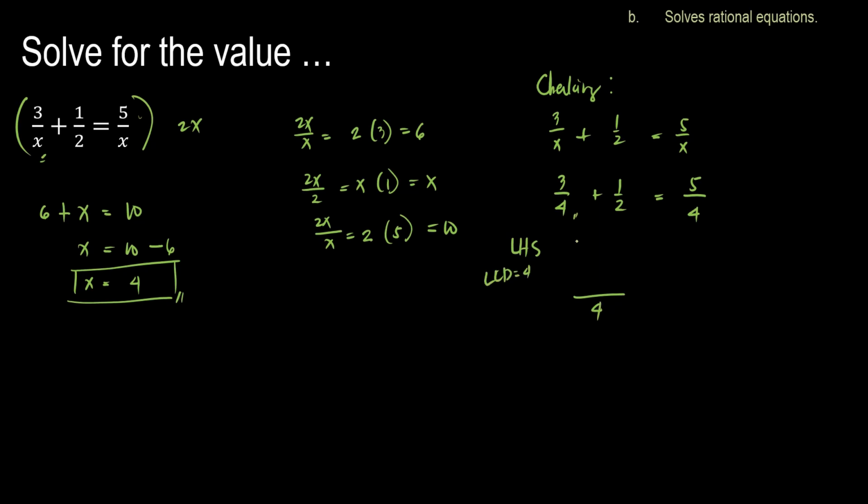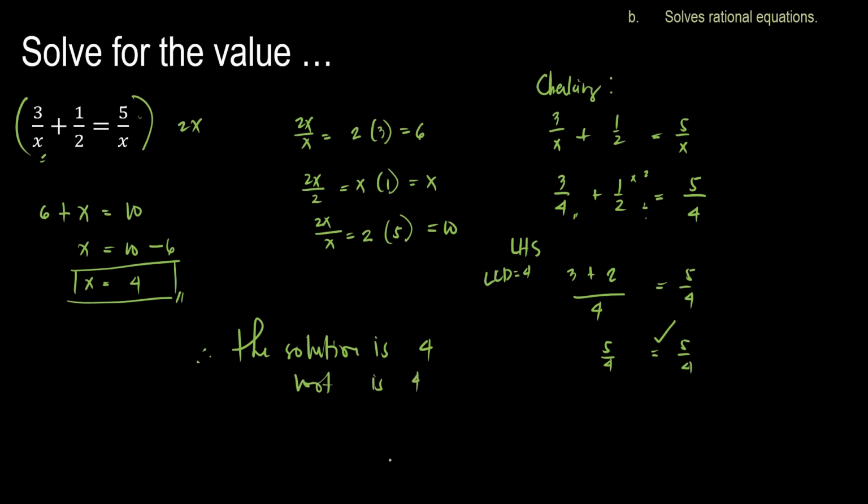Okay, so since they are the same, we just copy 3. So 4 divided by 2, the answer is 2. Times 1, the answer is 2. Is equal to 5/4. 3 plus 2 is 5 all over 4. So, the left-hand side equals the right-hand side. So, therefore, the solution is 4. The root is 4. So, it's either of the two. Okay?